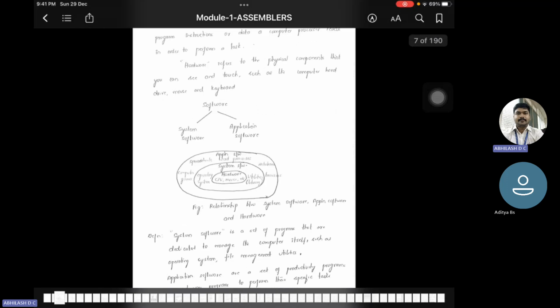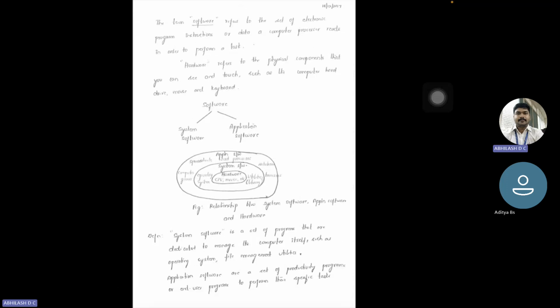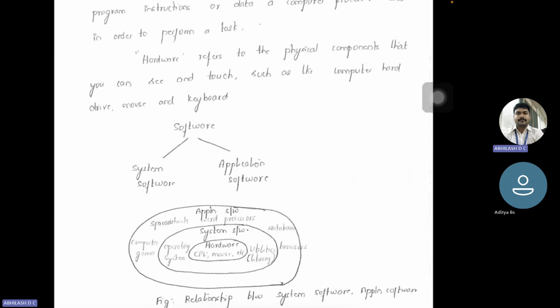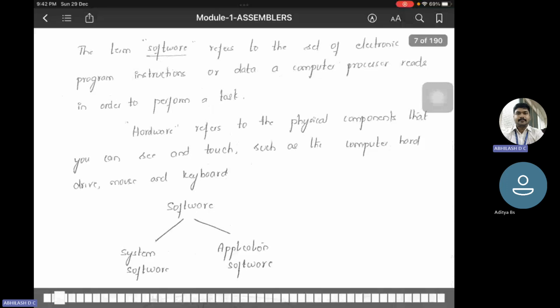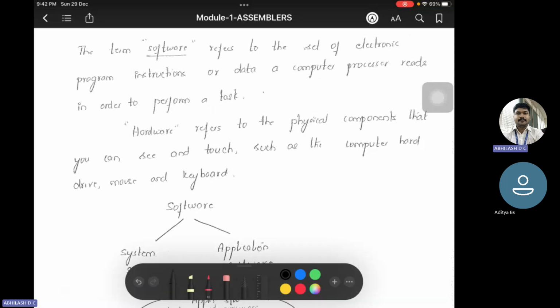To start with, we deal with the concept of software. What exactly is software, and why is it very much needed? The term software refers to a set of programs, a set of program instructions. We have some small sets of code, some statements which are put together to do a particular task, and that is called software.